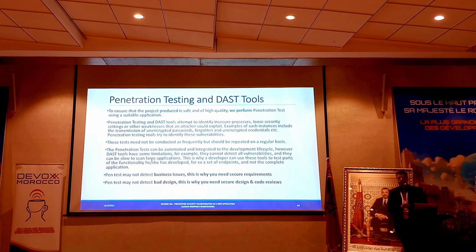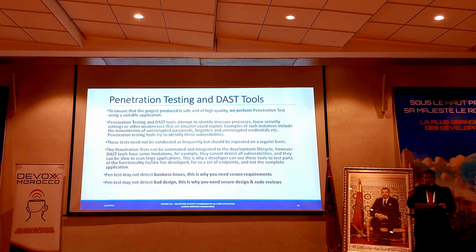The penetration testing or DAST tools, what does it do? It takes the application, treats it as a black box and tries to attack it. It tries to attack it in two ways. The first one is active, and the second one is passive. Active means that it makes direct attacks on your application and tries to find vulnerabilities. The passive way monitors the network and tries to find vulnerabilities within the network regarding the specific application.